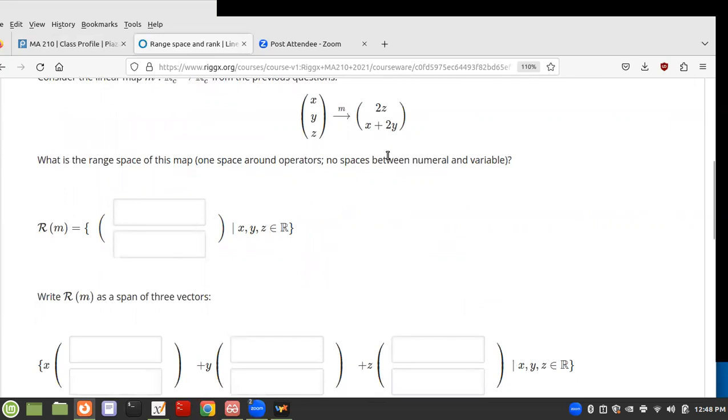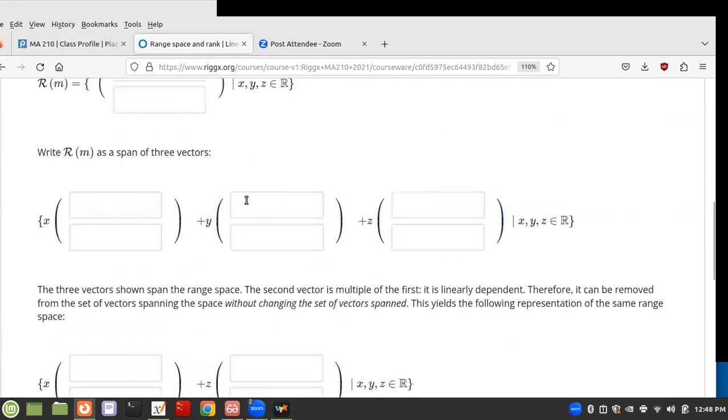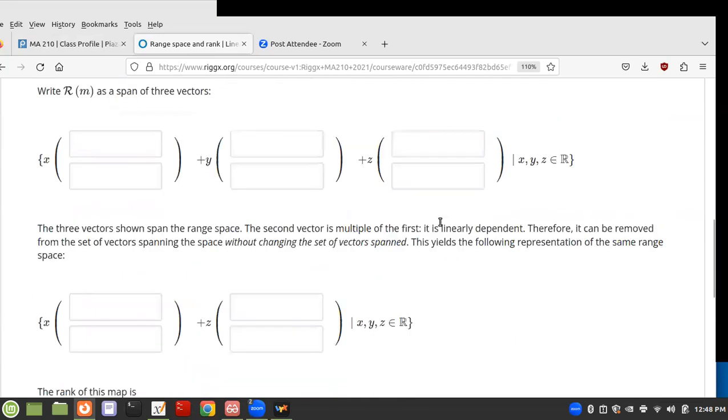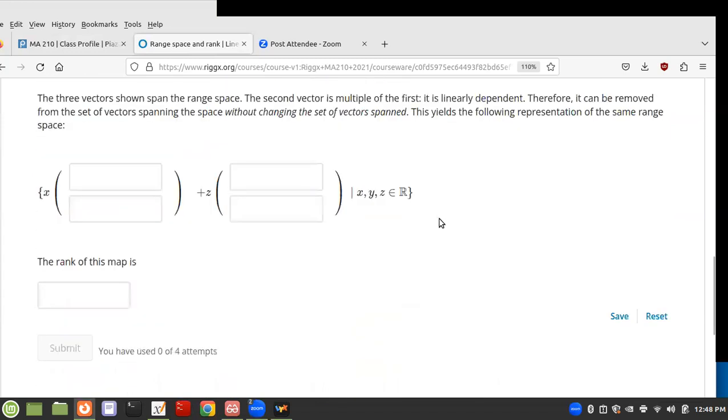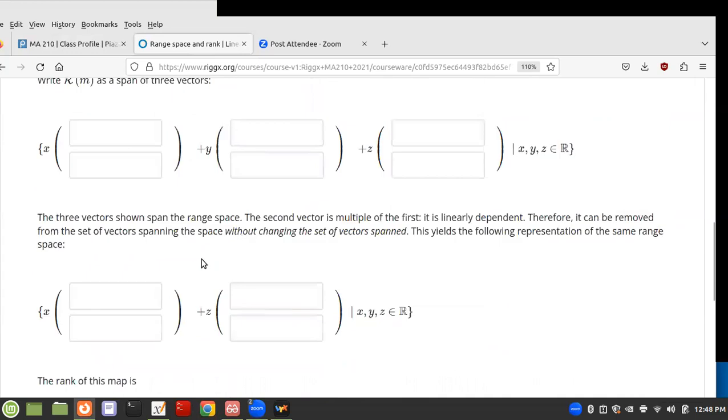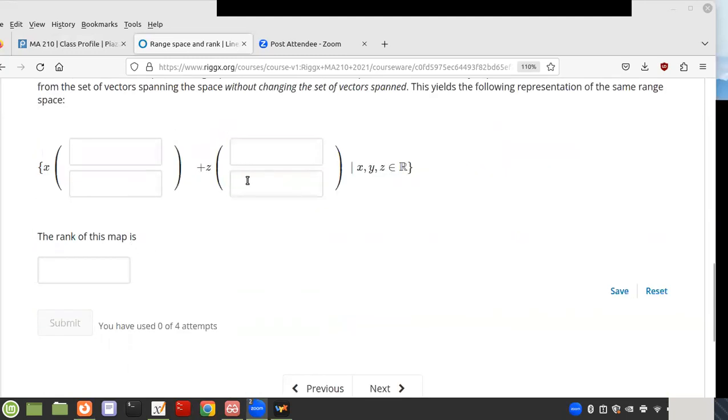This is just the definition, right? And then the range is the span of 3 vectors, in some simple way. The second vector is a multiple of the first, so it is linearly dependent and can be removed. That gives you the range space, and then what's the rank of the map?